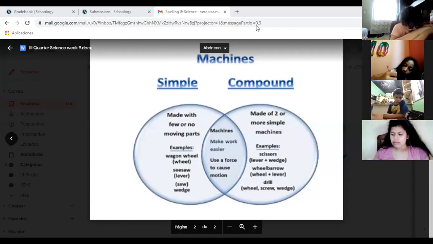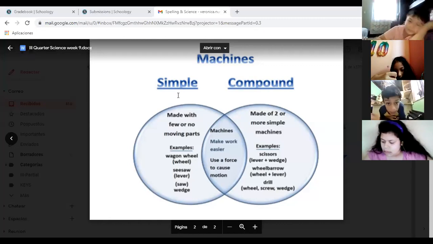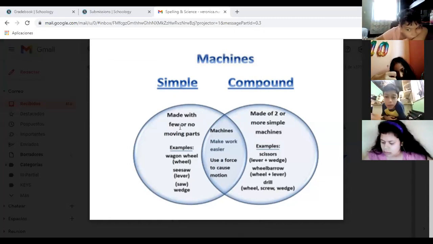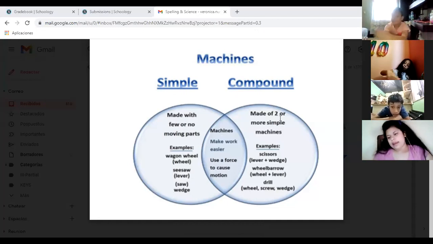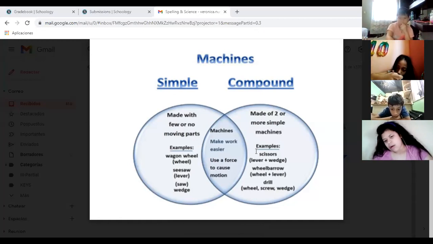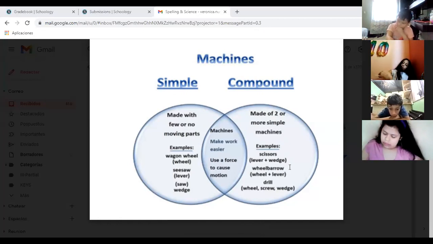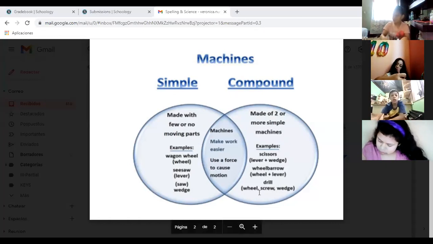Eight words. Okay, machines, simple and compound. Look at this. Simple machines are made with few or no moving parts. Examples: wagon, wheel, seesaw, wedge. Compound machines are made of two or more simple machines. Example: scissors, because it has lever and wedge. A wheelbarrow has wheel and lever, and a drill has lever, wheel, screw, and wedge.